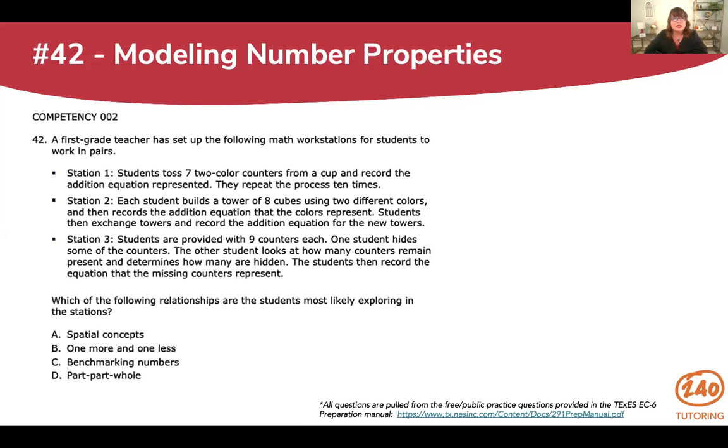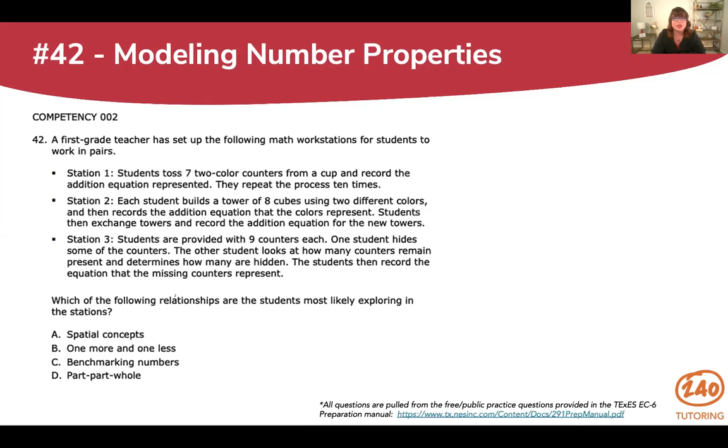Station 2, each student builds a tower of 8 cubes using 2 different colors and then records the addition equation that the colors represent. Students then exchange towers and record the addition equation for their new towers. Station 3, students are provided with 9 counters each. One student hides some of the counters. The other student looks at how many counters remain present and determines how many are hidden. All right. The students then record the equation that the missing counters represent. Which of the following relationships are students most likely exploring in these stations?